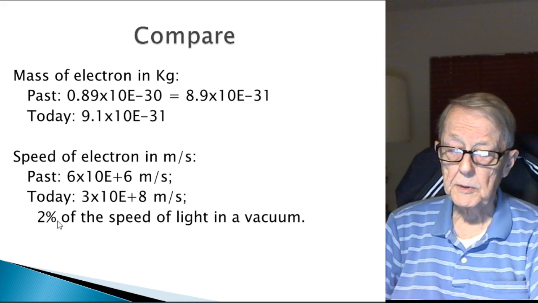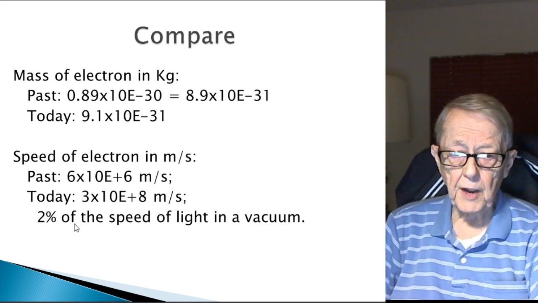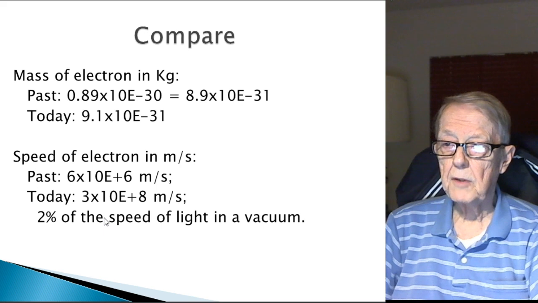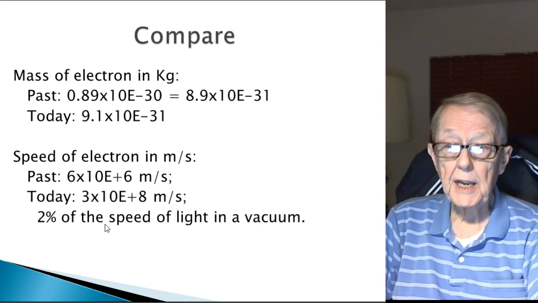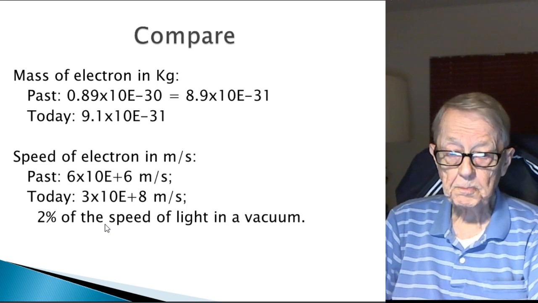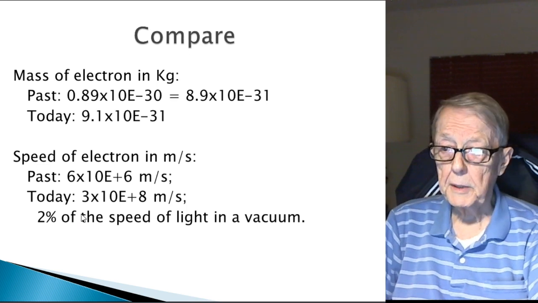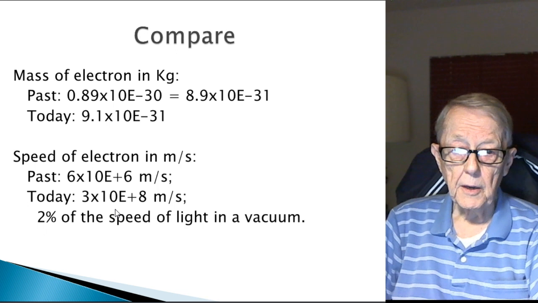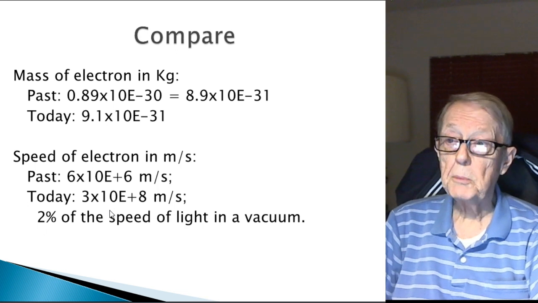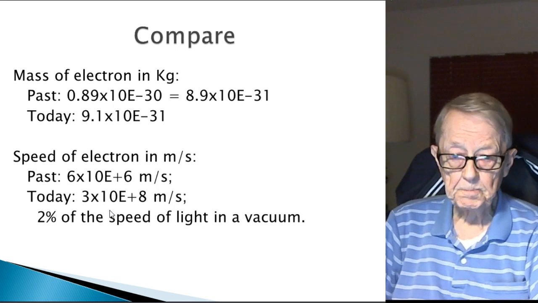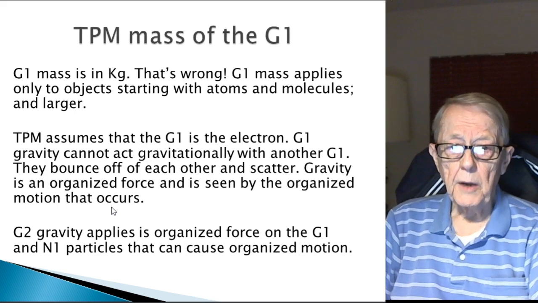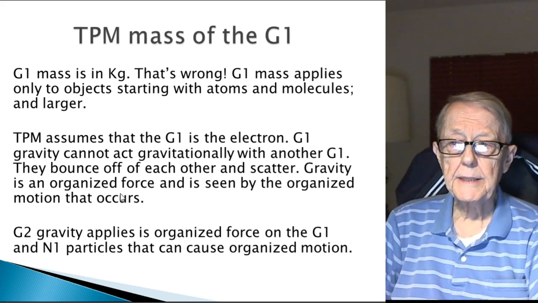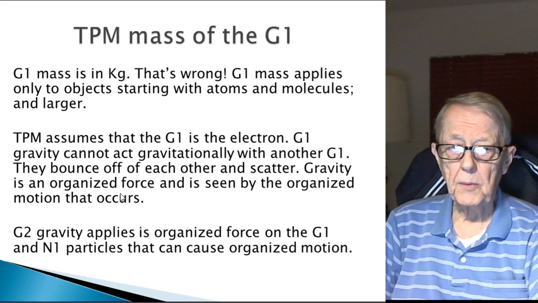So this is the speed of light, which means that this value is 2% of the speed of light in the vacuum. So they're saying that in this case, the electron is moving at 2% of the speed of light, which is fast, but it's not as fast as you might think. You might think it should be moving at the speed of light. Well, in the particle model, this doesn't really work out very well that way.